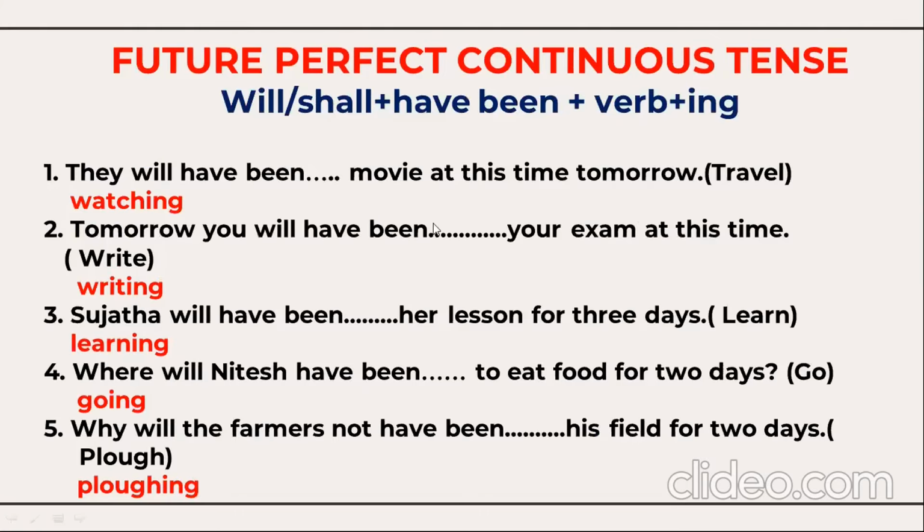Then future perfect continuous tense, will have been plus ing, shall have been plus ing. Sorry, watching, I should change it here. Please correct it. It's not travel, watching. They will have been watching movie at this time tomorrow. They will have been traveling to Mysore tomorrow.